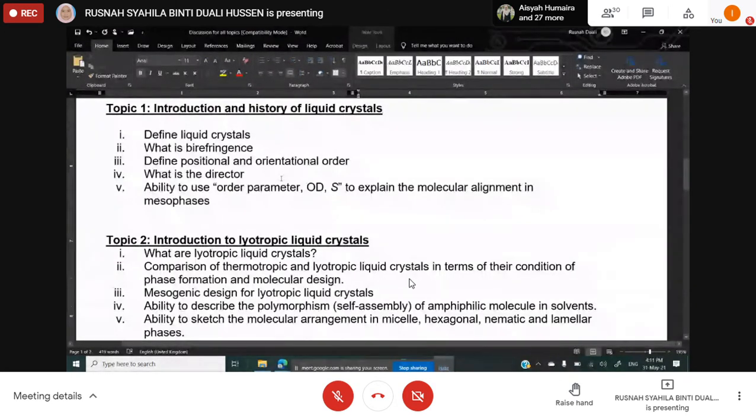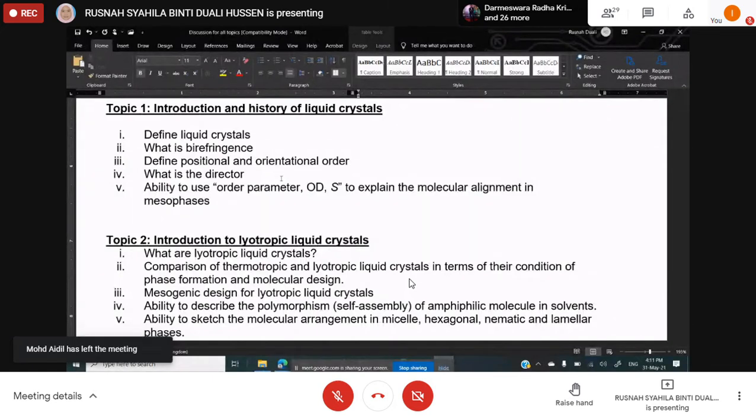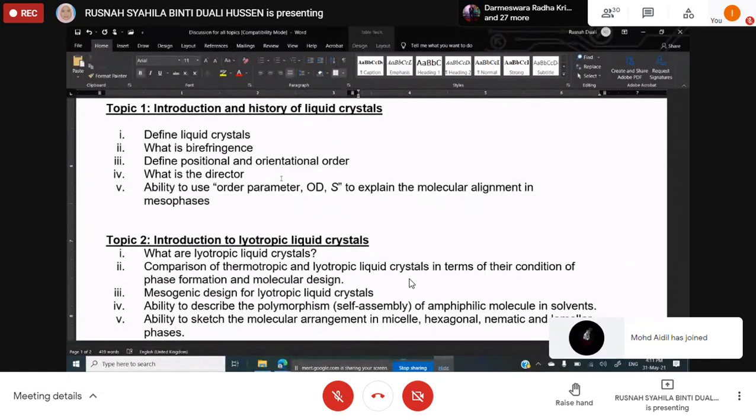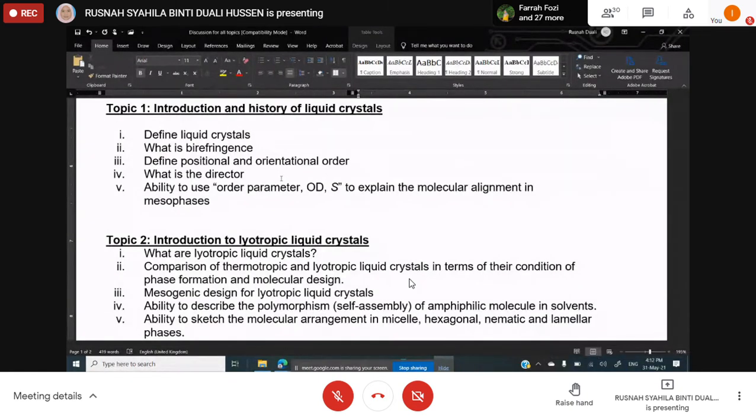When they show some positional and orientational order, we can see macroscopically that it depends on the phase. We can see that some of the molecules are pointing in the same direction. In that particular area, that is actually showing a director.